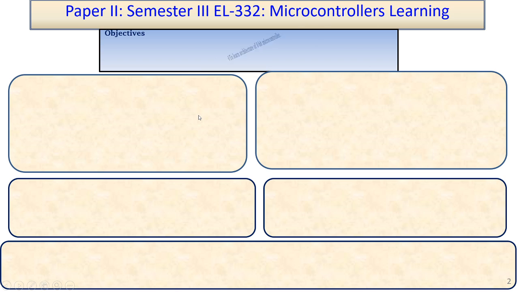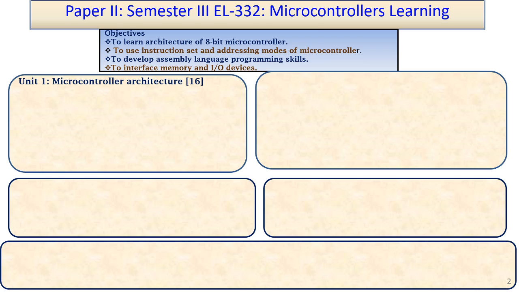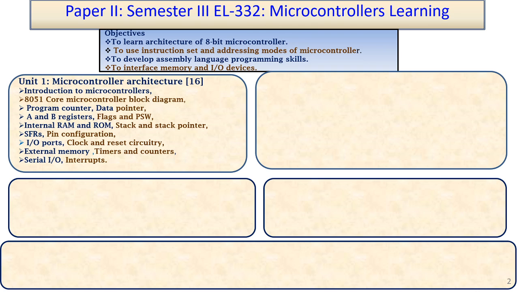Objectives of this syllabus: to learn the architecture of the 8-bit microcontroller, to use the instruction set and addressing modes of the microcontroller, to develop assembly language programming skill among students, and to interface memory and input-output devices. The syllabus consists of 4 units. Unit number 1, microcontroller architecture, number of lectures required 16.